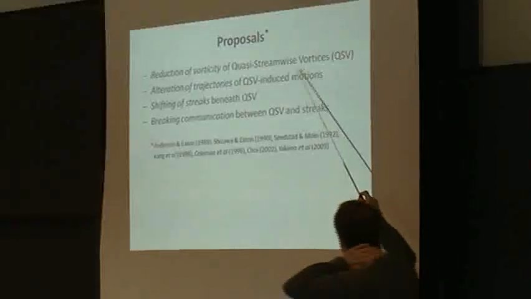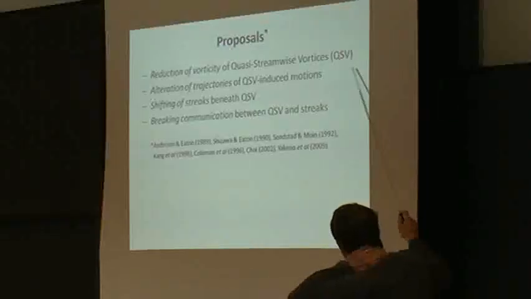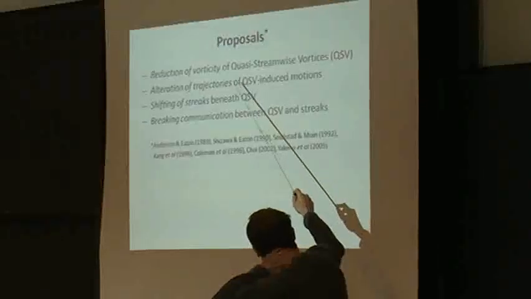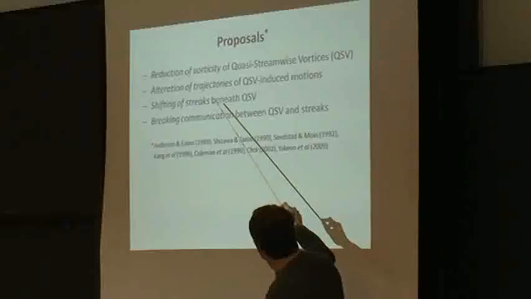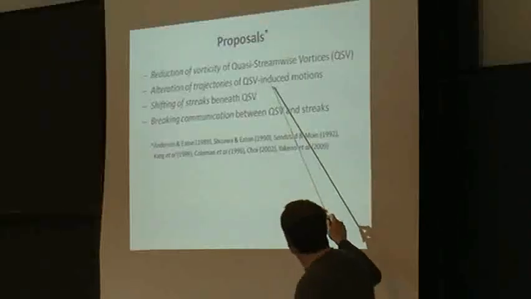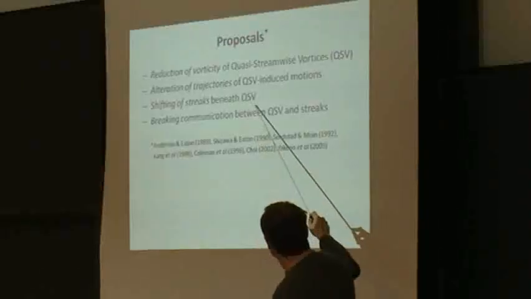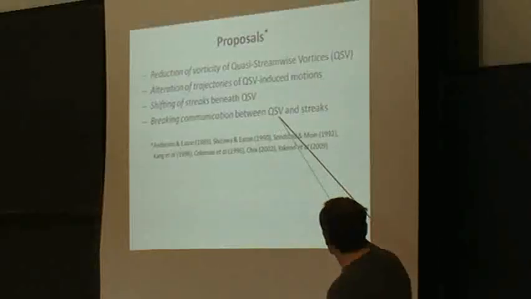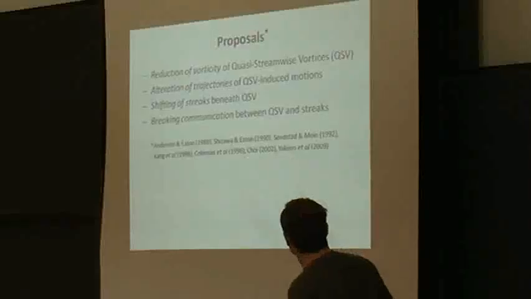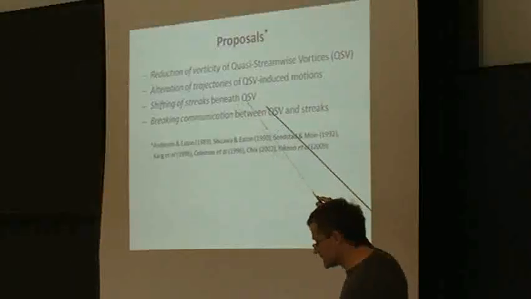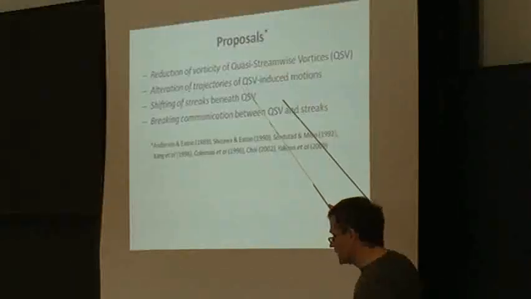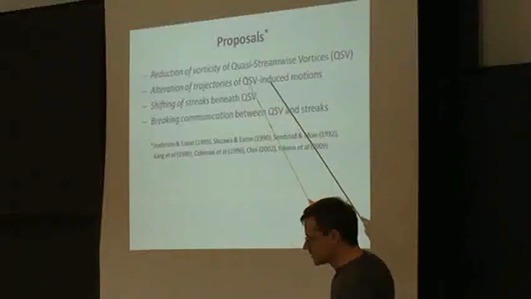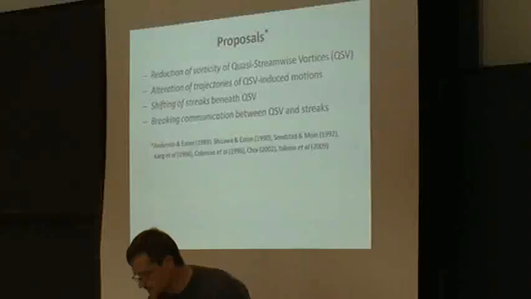They all tend to involve the quasi-streamwise vortices, or QSV for short, modifying the vorticity, modifying the trajectories around them, shifting the streaks beneath these vortices, or somehow breaking communication between the vortices and the streaks. So, different references. Now, these are going to overlap to some extent, and also it may be in the real flow where the shear layer diffuses in time, it might be that one mechanism is more important than the other, so it's a bit of a mess.